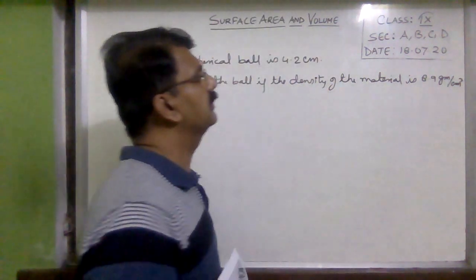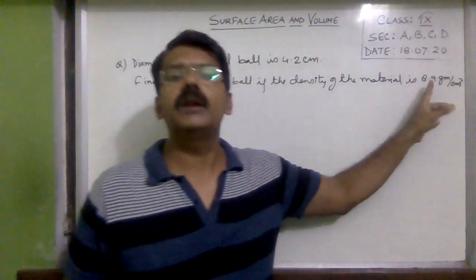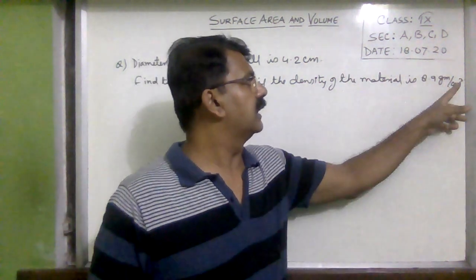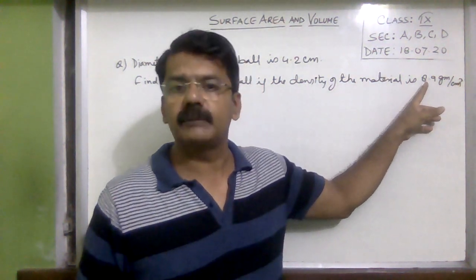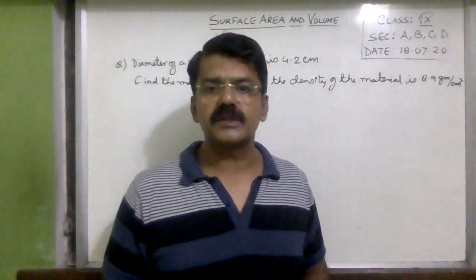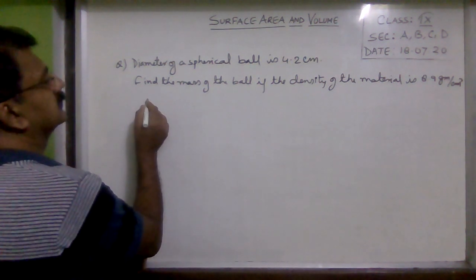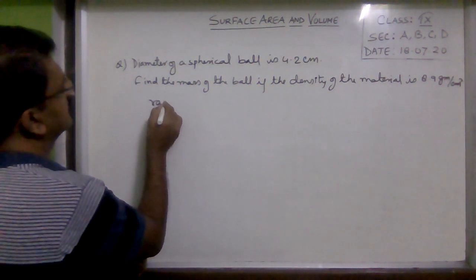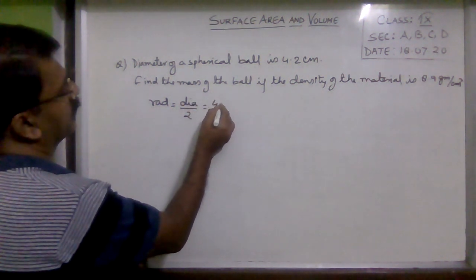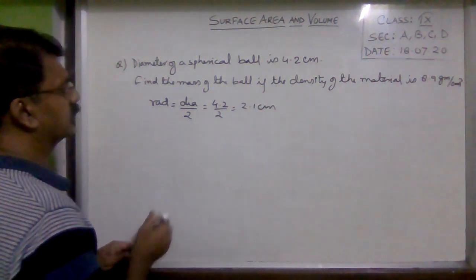So they have given the density, which means the mass of 1 centimeter cube of material. If the ball is made up of metal, then 1 centimeter cube of that metal weighs 8.9 gram. Then what will be the mass of the entire ball? That means first of all we have to find the volume. Radius is equal to diameter upon 2, that is 4.2 upon 2, that is 2.1 centimeter. So the radius is 2.1 centimeter.